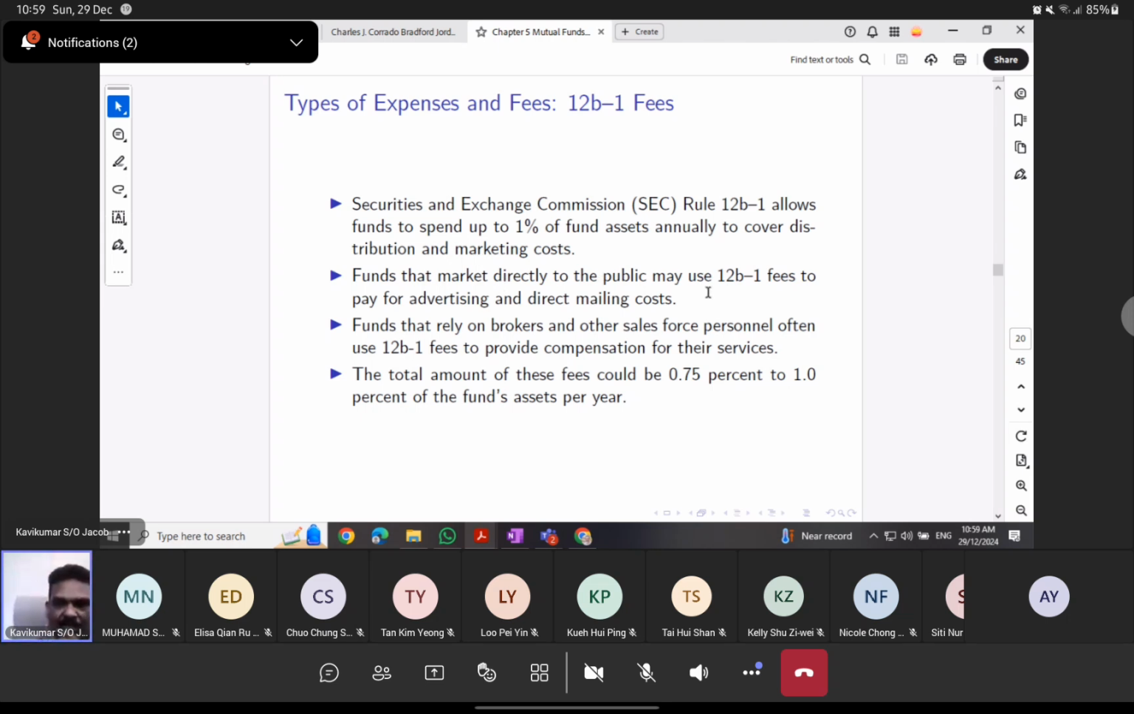Funds that market directly to the public may use this rule to pay advertising and direct mailing costs. Funds that depend on brokers and other sales force personnel often use this fee to provide compensation for their services. They use this rule to get the compensation from the investors. The total amount of this fee could be 0.5% to 1% of fund assets per year. The management fee can start from 0.575%.